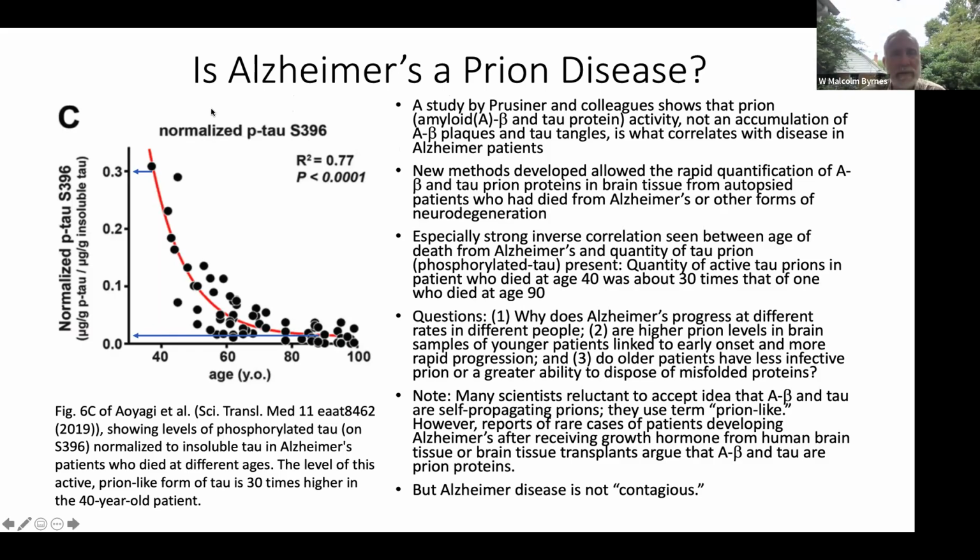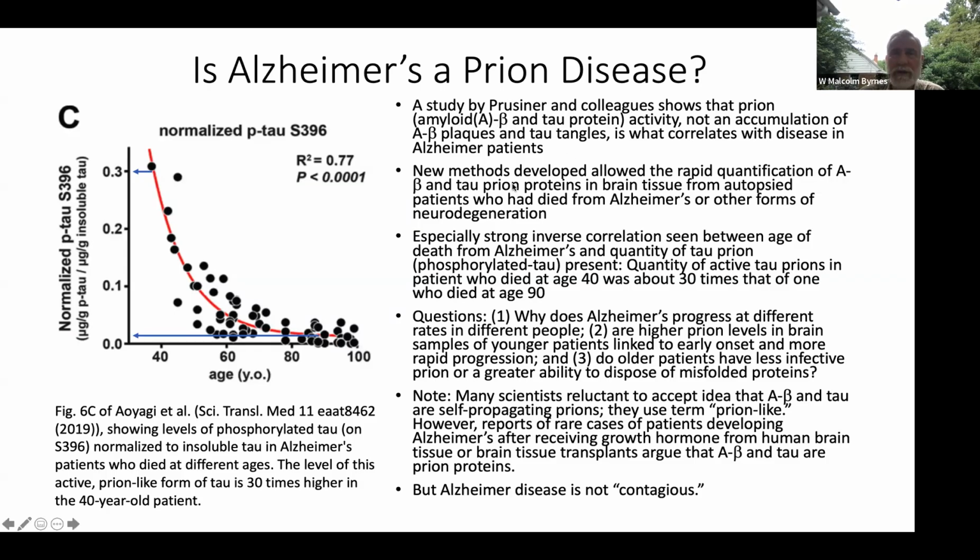And lately, the question has arisen: is Alzheimer's disease a prion disease? I want to argue that it might be by highlighting this paper that was published a couple of years ago by Stanley Prusiner and his group at UCSF. In their study, they show that it's prion activity, namely amyloid beta and tau protein as prions, not the accumulation of A beta plaques and tau tangles, that correlates with disease in Alzheimer's patients.